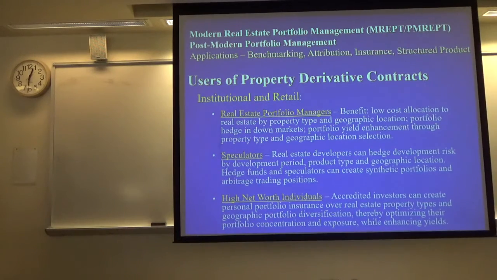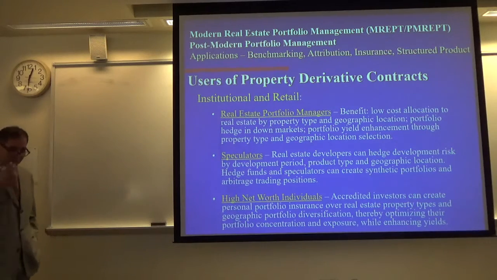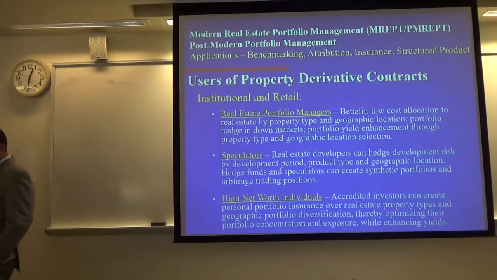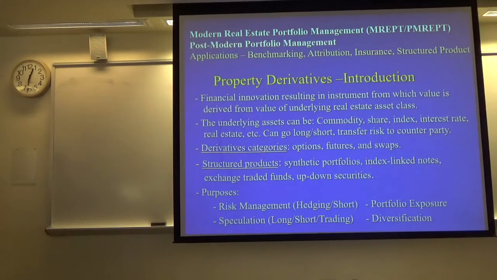Real estate portfolio managers could use the derivative contracts to hedge off market risk. Speculators could also trade in these contracts, particularly the exchange-based products, creating liquidity in those markets and forward pricing. And high net worth individuals would also participate in this market, not only from a trading standpoint, but also those who held real estate assets in their portfolio. They could hedge off their real estate risk.